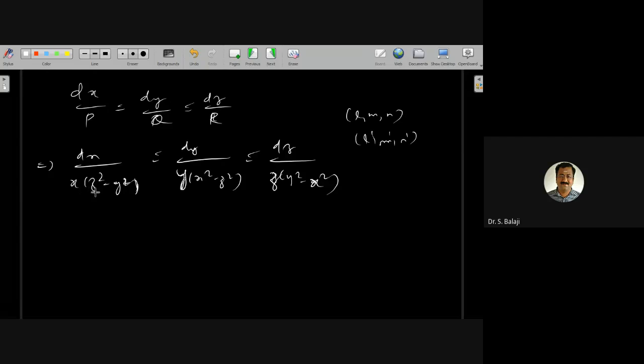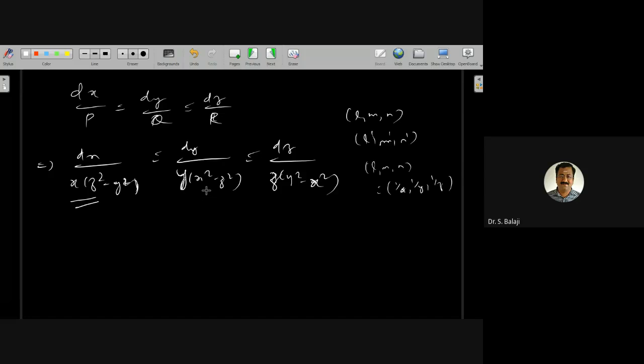Here x is z square. Suppose you eliminate this x, y, z. If you add everything here, then z square minus z square 0, y square minus z square 0, x square minus x square 0. Therefore, if you eliminate this x, y, z, one element is what? 1 by x, 1 by y, 1 by z. If you choose the multipliers as 1 by x, 1 by y, 1 by z, you can get 0: LP plus MQ plus NR equal to 0.